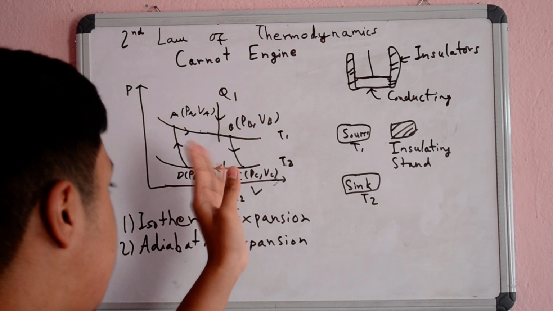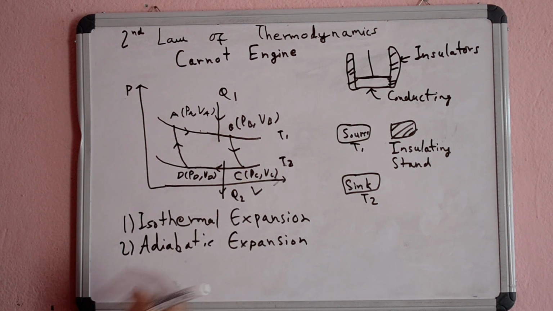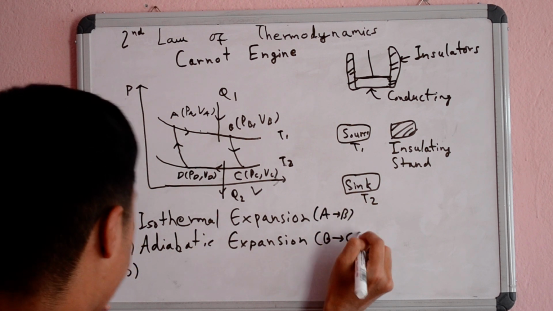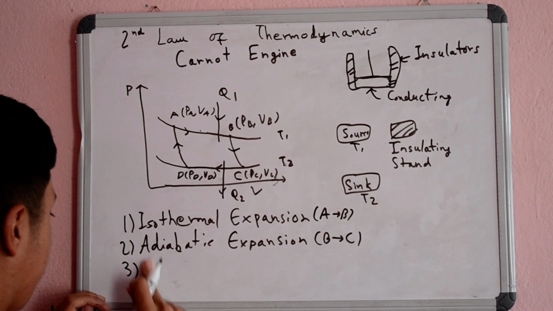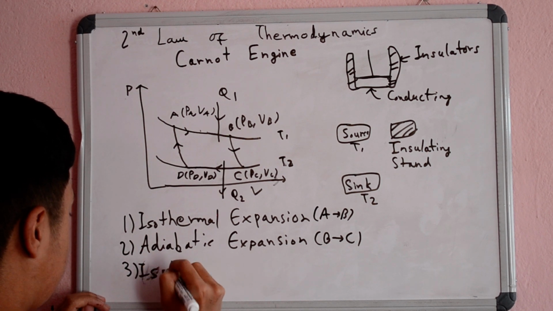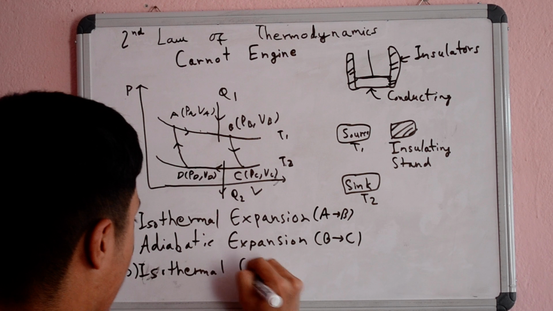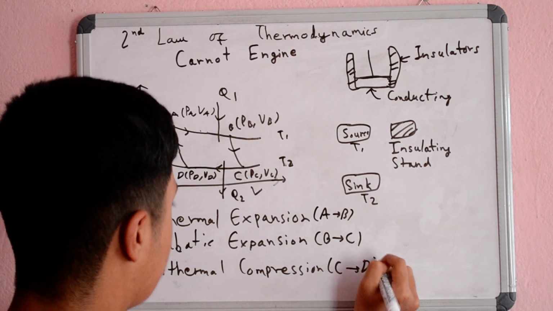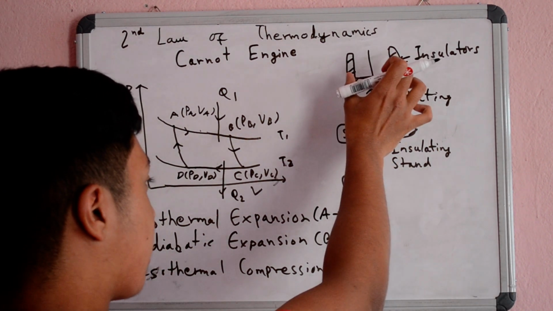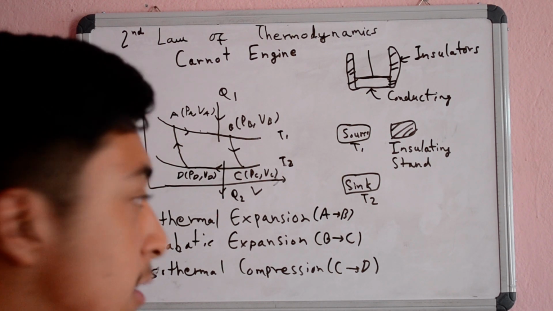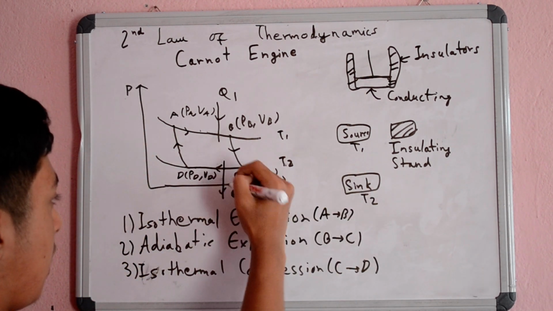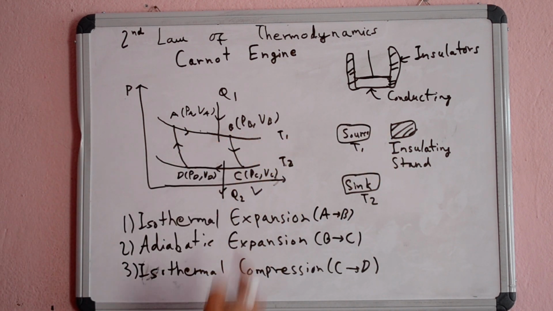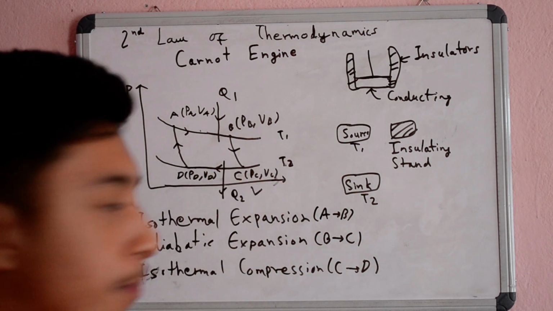Now at C, we have the third step. So I'll write it A to B, B to C. Now it is the isothermal compression, which is C to D. Now in this step, the cylinder is taken onto the sink, thus it loses heat. It loses heat Q2 like this, and it compresses to a point D. So going from PC VC to PD VD.